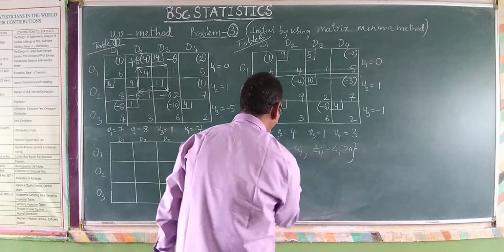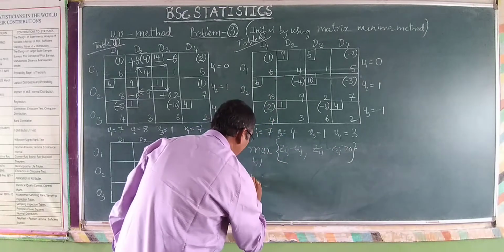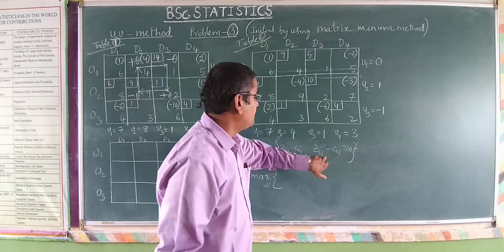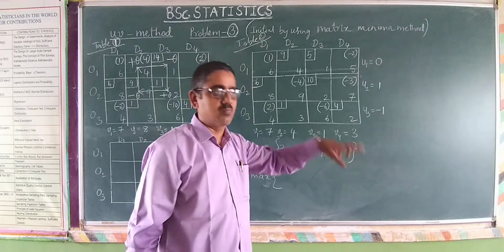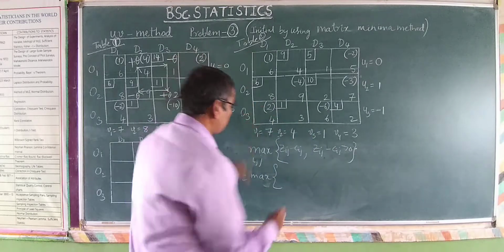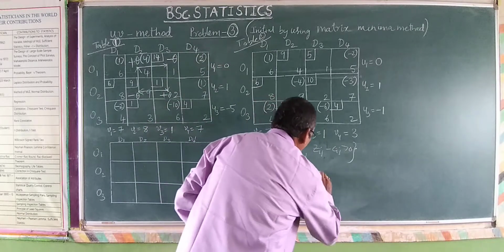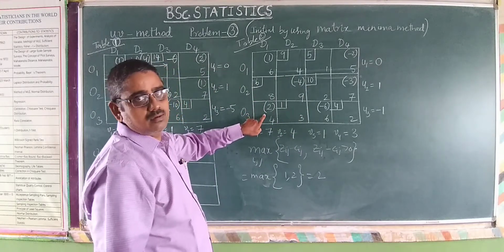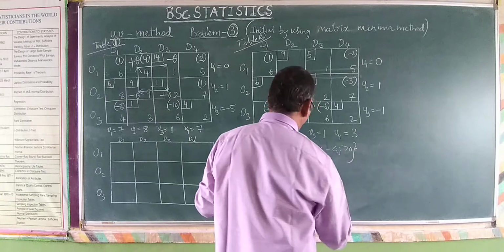This is the formula. I am writing it again and again. The formula description is very much required. Zij minus Cij must be greater than 0, that is positive only. Here 1 and 2. The maximum is 2. In which particular cell? Cell 3 comma 1.